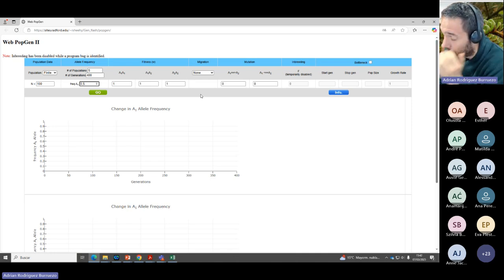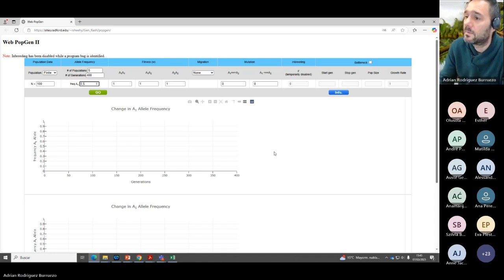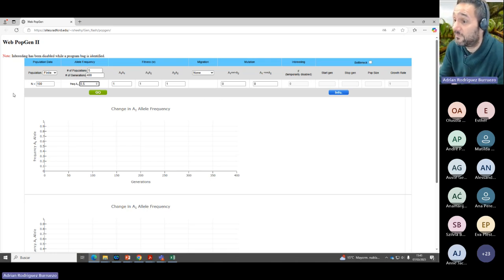Migration, I prefer not to practice to avoid misunderstanding, and by now mutation will not be simulated. Okay, we'll practice just working with genetic drift, by managing the number of individuals. So I will start with just 100 individuals.